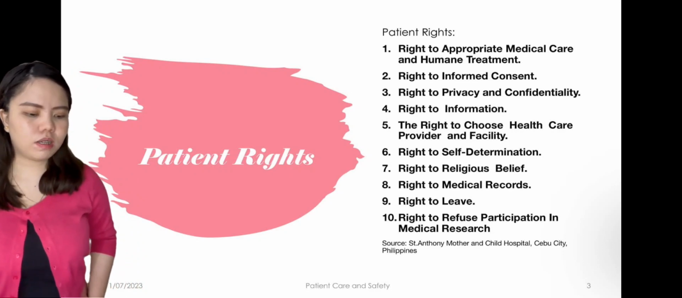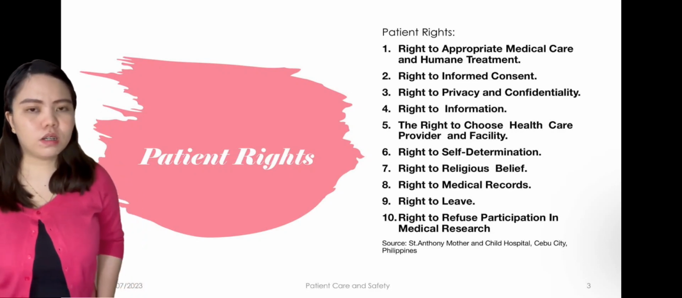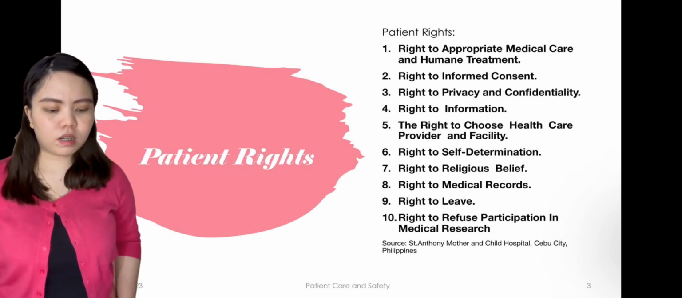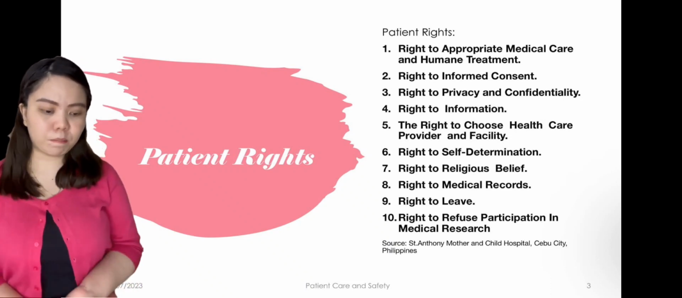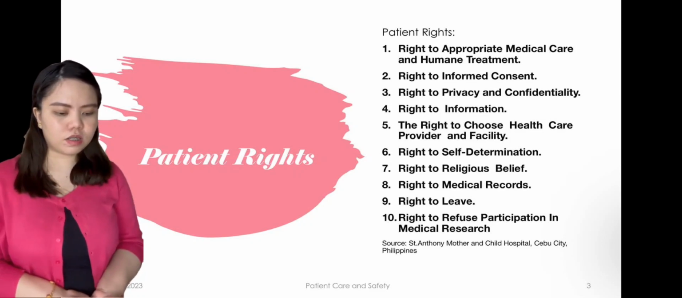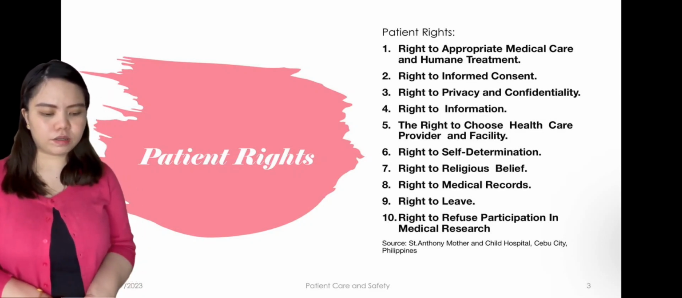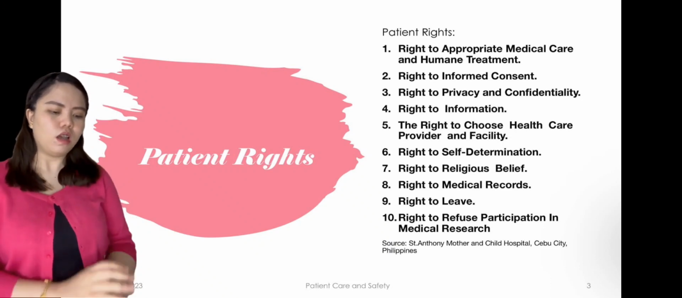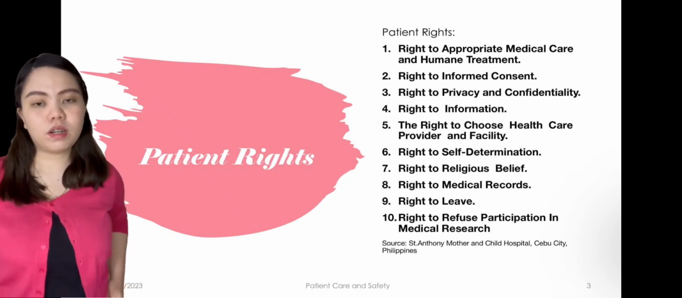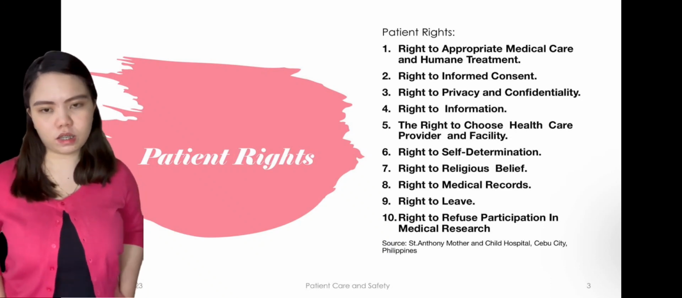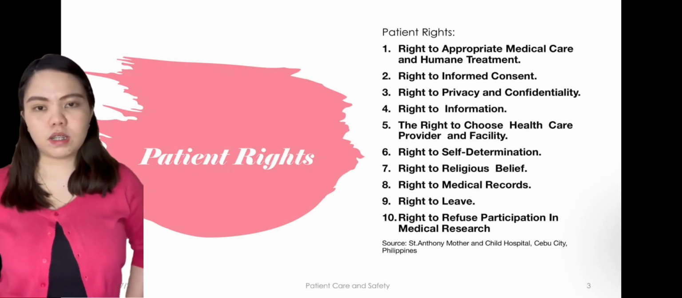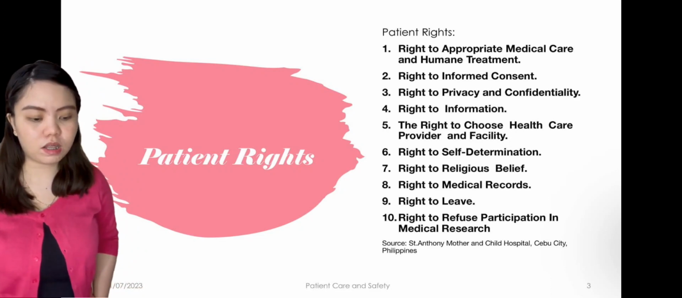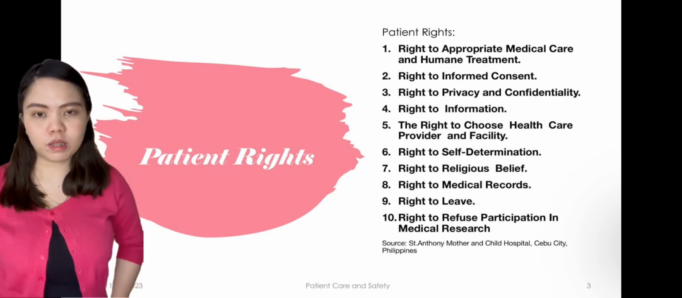Next is right to medical records. Our patient has the right to their medical records. He or she can ask, for example, in the medical records department. We can let her read her chart, but only the patient. Relatives working in healthcare, for example, if the patient has a relative who is a nurse, doctor, or medical representative, they are not allowed to open the chart.